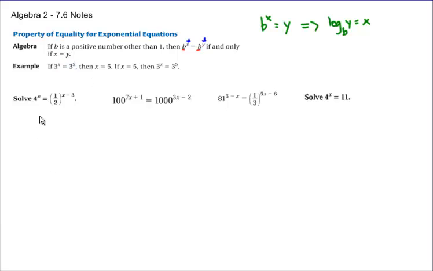So down here on this first question, 4 to the x equals (1/2) to the x minus 3. Well, rewrite 4 to the x as a power of 2. Let's get it down to the simplest things. And so 4 to the x becomes 2 squared to the x. Rewrite the 1/2 as a power of 2. Well, that's the same thing as 2 to the negative 1.